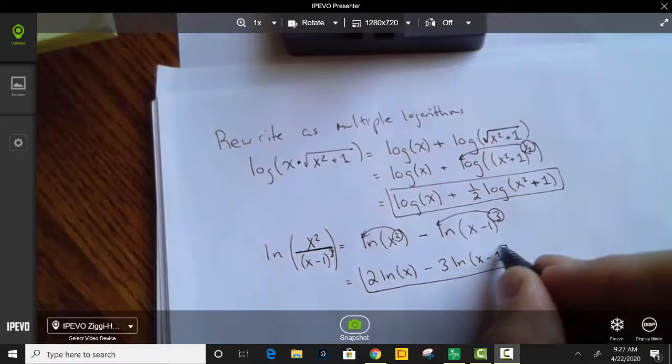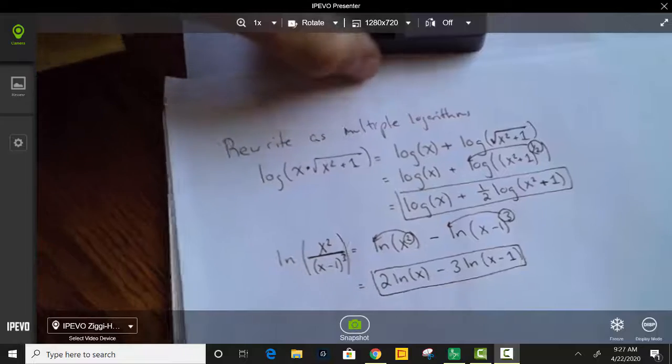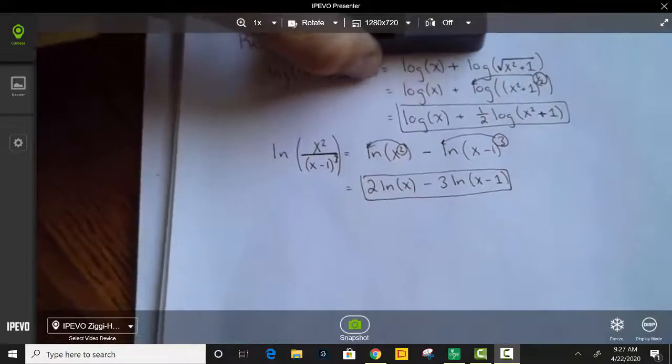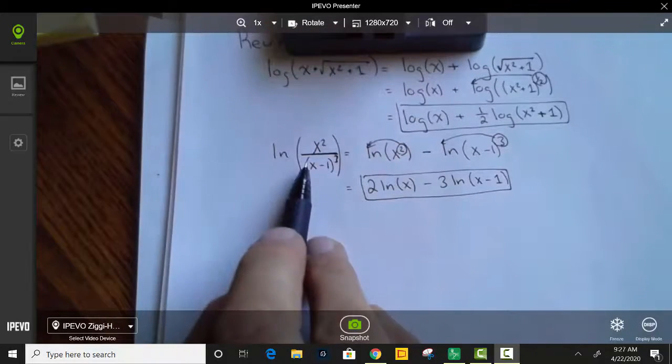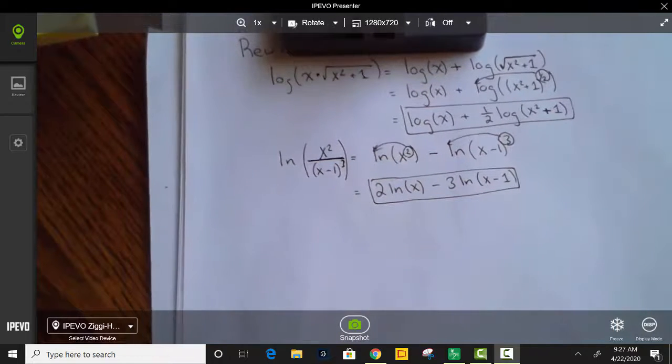Guys, this is one of those things that the more you do of these, the better you get, and then they just start clicking and making sense, and once you get used to them, you can almost just go from the original problem to the final answer in one step.